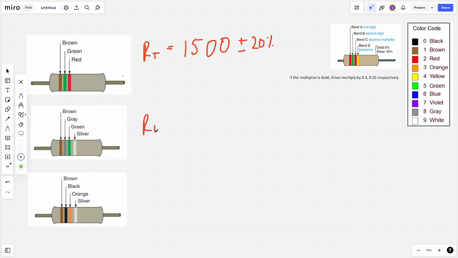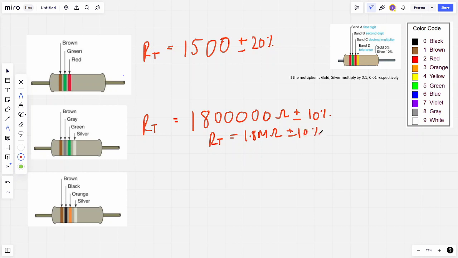Let's look at the second example. RT is equal to the first number, which is brown, 1. We've got grey as 8. We've got green as the multiplier, so that's 5 zeros, 1, 2, 3, 4, 5, ohms, plus or minus silver tolerance, which is 10%. In this case, we've got 1.8 million, so we can say that RT is equal to 1.8 mega ohms plus or minus 10%.